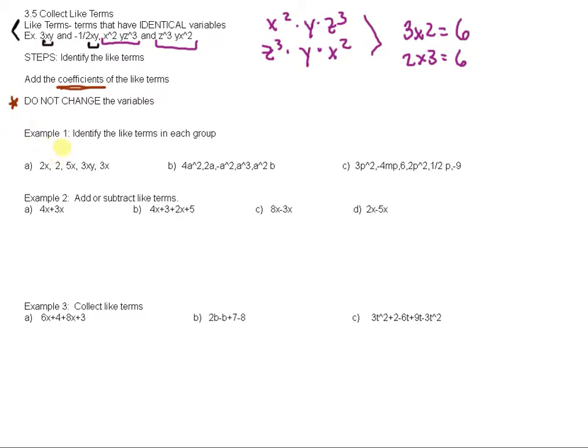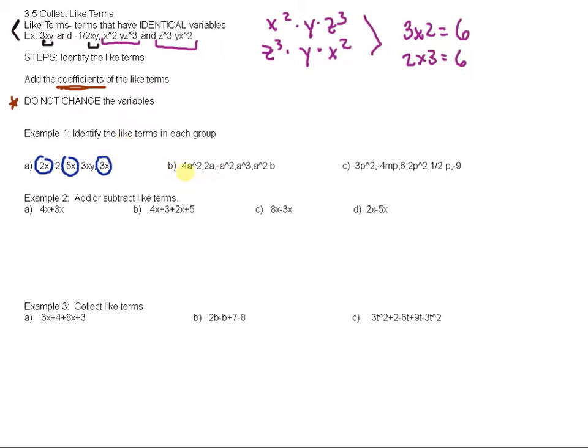So for example, example 1, let's just identify the like terms in each group. We have 2x, 5x, oh, we have x and x, that's good. 3xy, nope, and then 3x. So these three are like terms, 2x, 5x, and 3x. They have exactly the same variable.